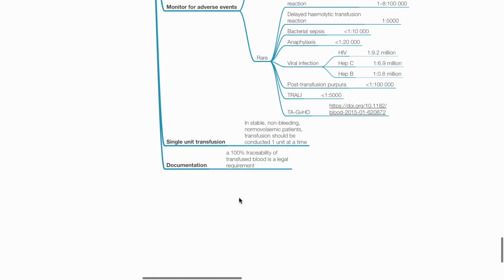Single-unit transfusion is recommended in stable, non-bleeding, normovolemic patients. Transfusions should be conducted 1 unit at a time. Proper documentation is needed, as 100% traceability of transfused blood is a legal requirement.